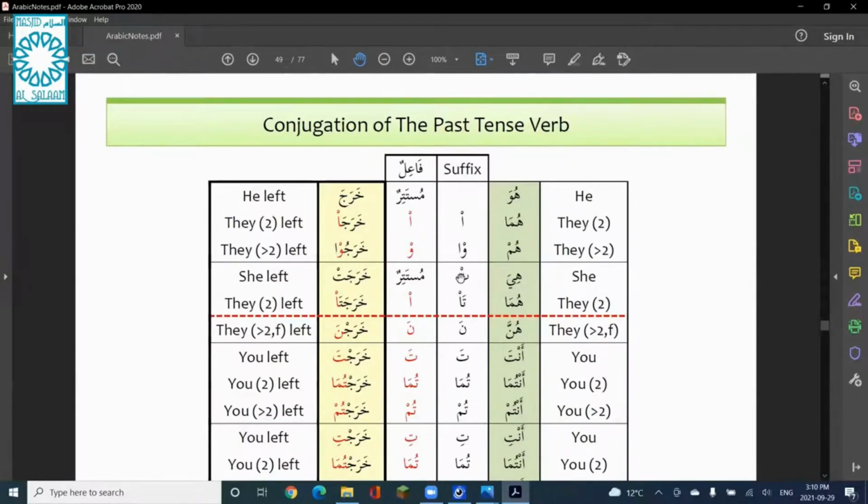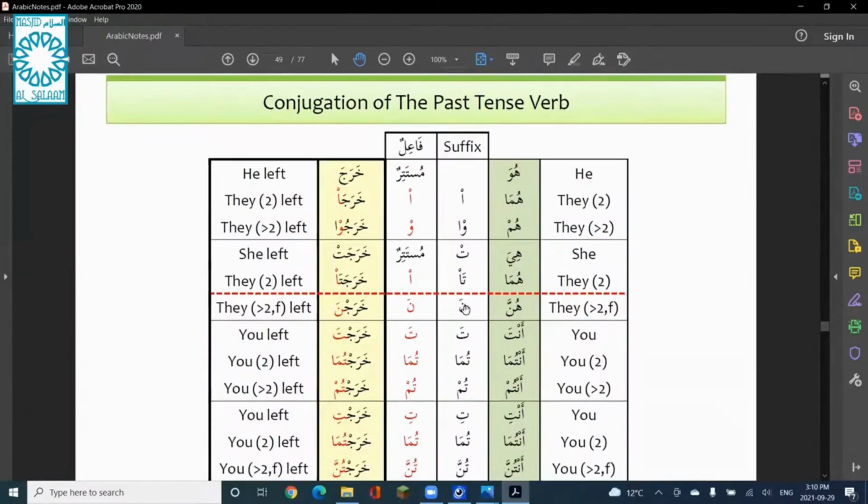Here, then we take ta sakina and it's mustatar. So kharajat, here is present in there. Huma, we take the ta sakina and alif. So kharajata, they two left. Hunna, noon, and noon, you know, so this is the suffix.